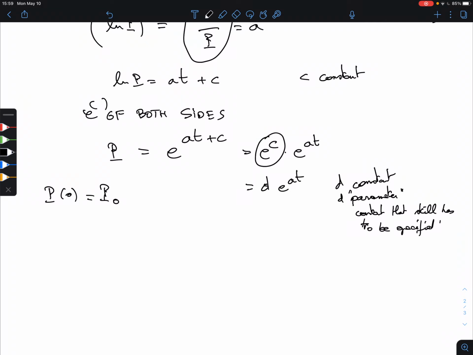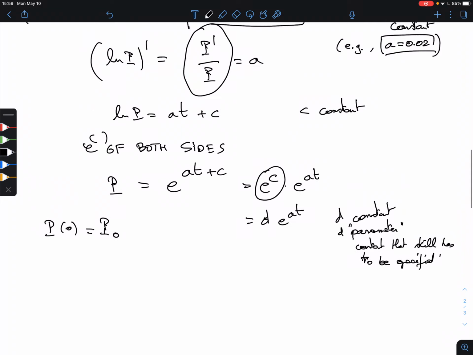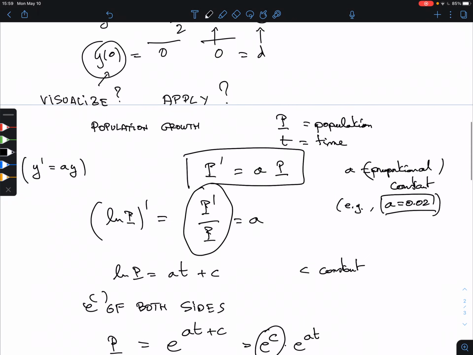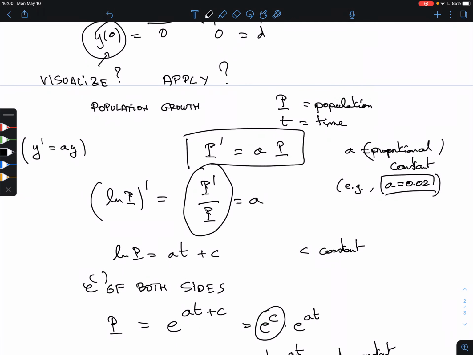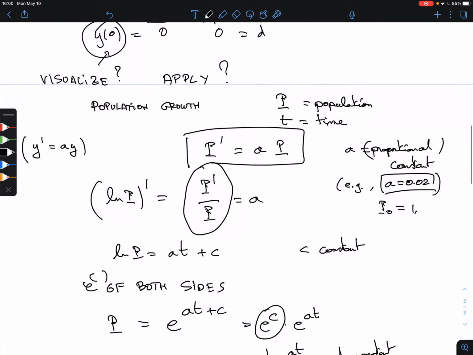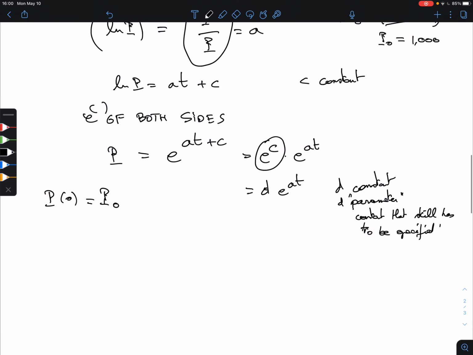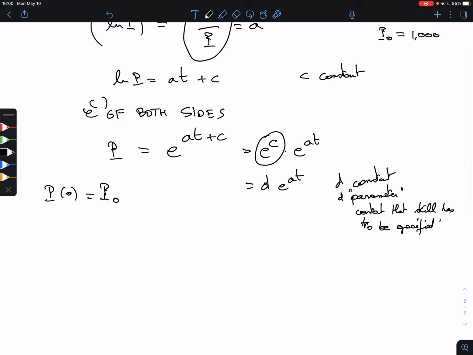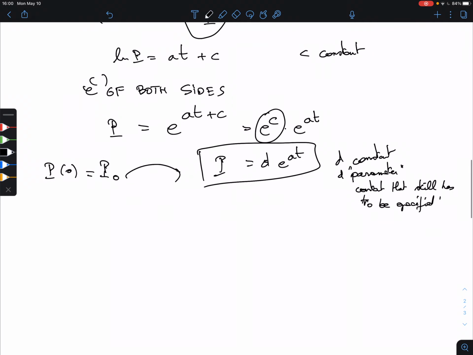Of course we have a concrete number in mind. As we took a to be 0.2%, we could perhaps think of P0 to be, let's say, for simplicity, 1,000. Okay, so how do we determine now this D here? So we have this equation. Well, it's always you plug in the values, right? So remember, in the case that we're doing here, P0 was 1,000 and a was 0.02.